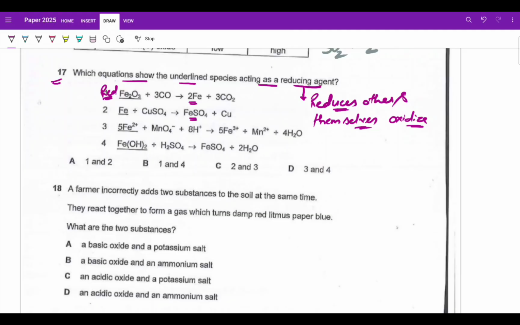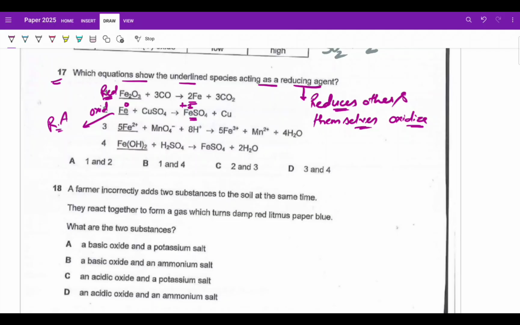Fe is converting to FeSO4, from 0 to plus 2. Oxidation number is changing. Fe is 0 because it's the elemental state of iron, and in FeSO4 the oxidation state of iron is plus 2. From 0 to plus 2 it is oxidation. Since oxidation is taking place, Fe can be the reducing agent. Thus the answer could be A.